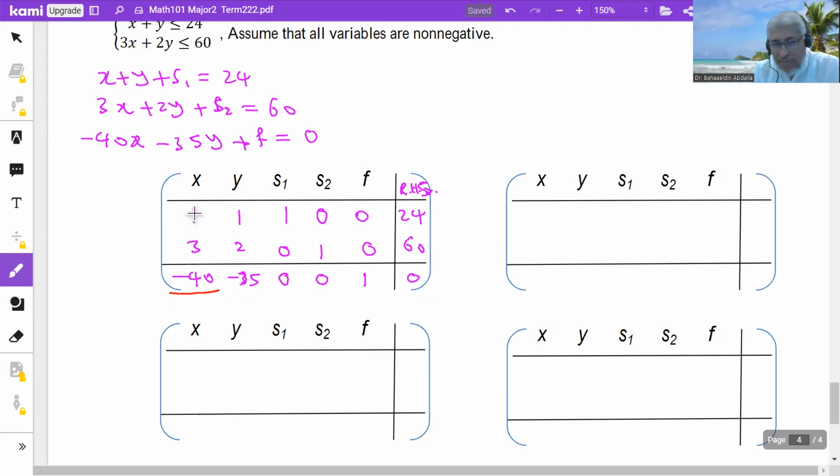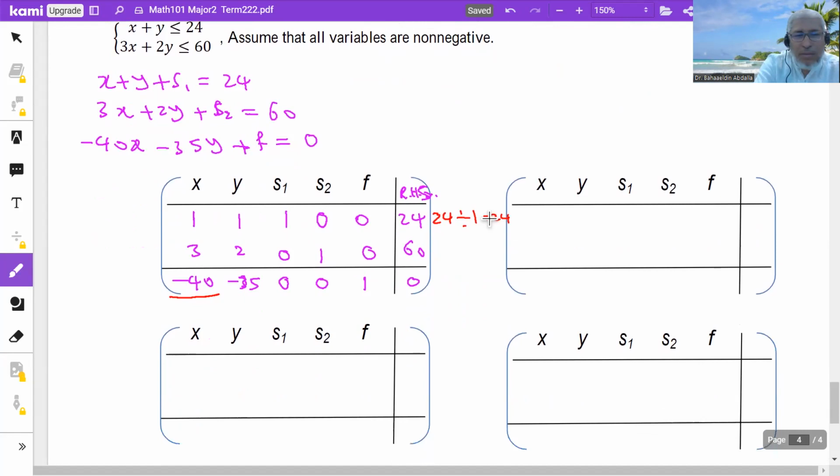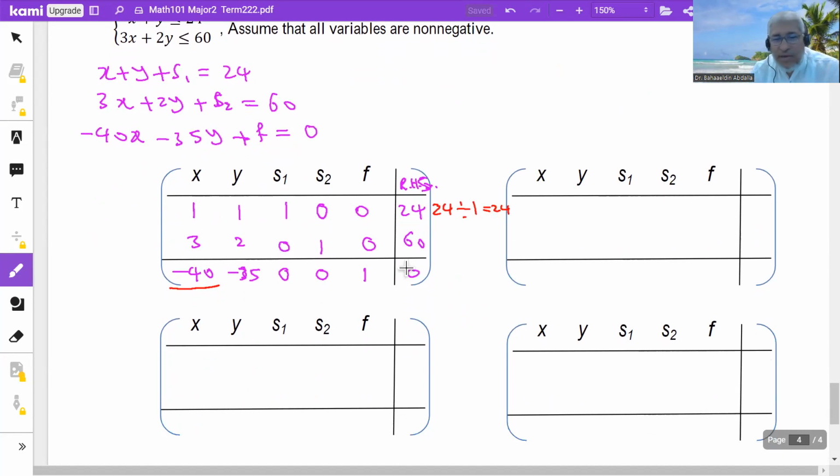Now to determine the pivot number, whether it's 1 or 3, we divide 24 by 1, so the answer is 24. And we divide 60 by 3, so 60 divided by 3 is 20. The smallest is 20, so this says that 3 is the pivot element.